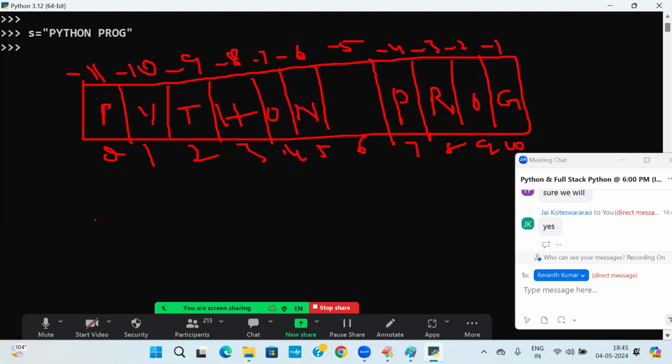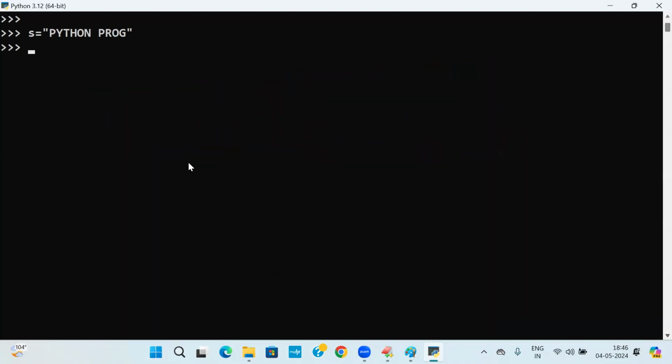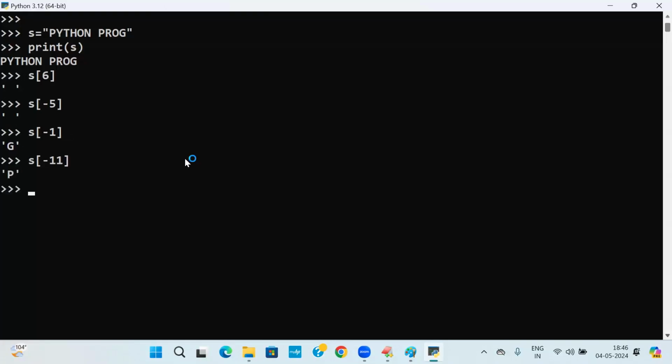Now I'll write S of 6. What is the answer? Come on, space. Space means it will be shown like that. Understand? S of minus 5, answer is what? Same, space only. Now print of S as usual. S of 6, space. S of minus 5, also space. Understood? S of minus 1, what is the answer? D. S of minus 11, what is the answer? P. S of 0, P. Able to get it? Simple.